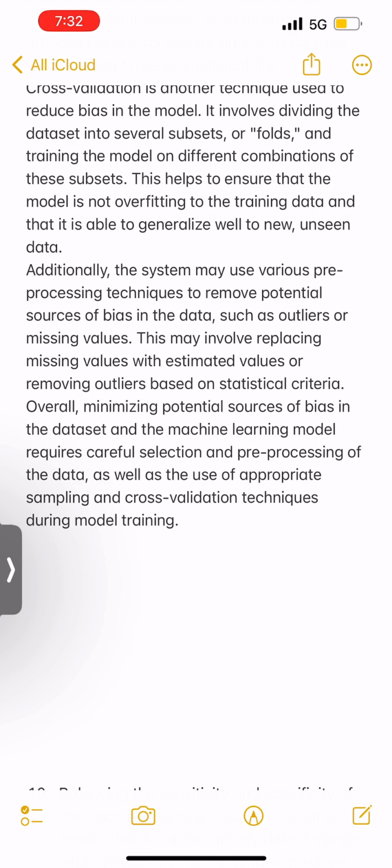LiDAR technology could be used to search for exoplanets that may be habitable or have potential for life. By analyzing the reflected laser light from these planets, we could potentially detect the presence of atmospheres or other features that may indicate the presence of life.